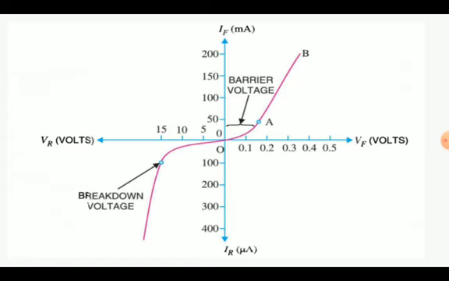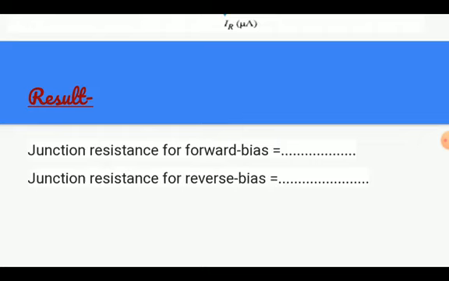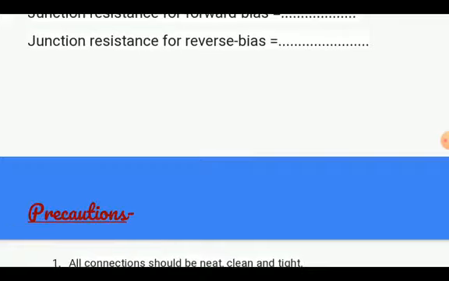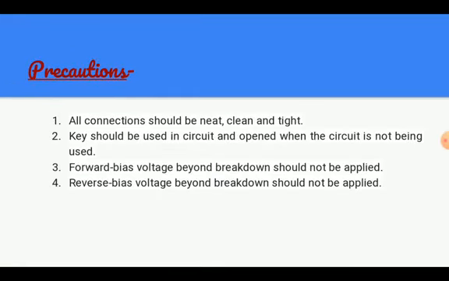Then you will have to mark the cut-in voltage or the barrier voltage. In a similar manner, in the reverse bias condition, you will have to mark the breakdown voltage. After that you put the result: the junction resistance for forward bias is this many ohms and the junction resistance for reverse bias is this many ohms, whatever you have calculated in the calculation part. Finally, the last heading would be precautions. You have to select 3 to 4 precautions.